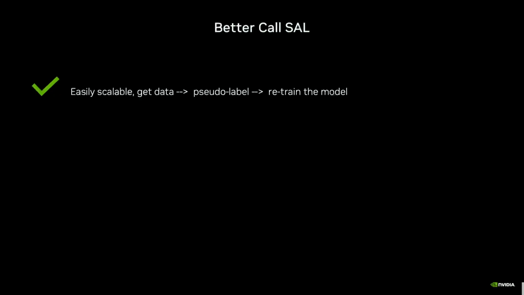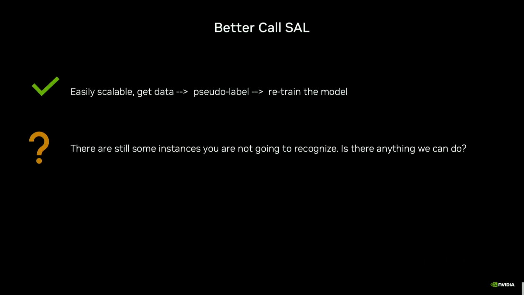But essentially, this was our work, right? We found an easy and scalable way to get data. And instead of just using this as predictions, we proposed to actually train the model. And we really found that this was a huge benefit. But there are still some instances, like the debris, that you're not going to be able to recognize with a specific prompt. And so we were asking ourselves, okay, is there anything that we can do?